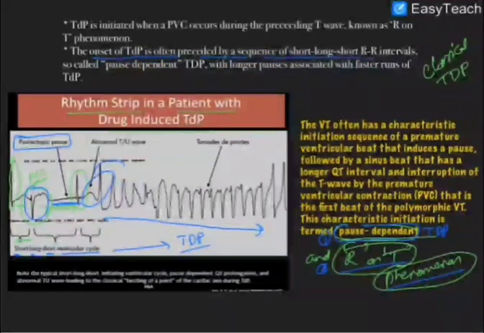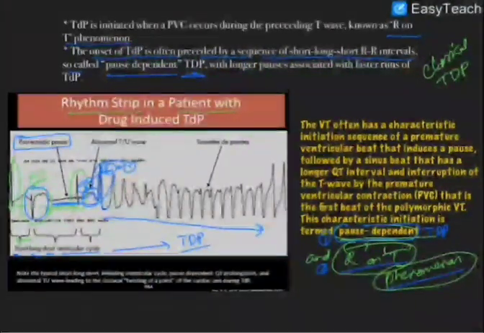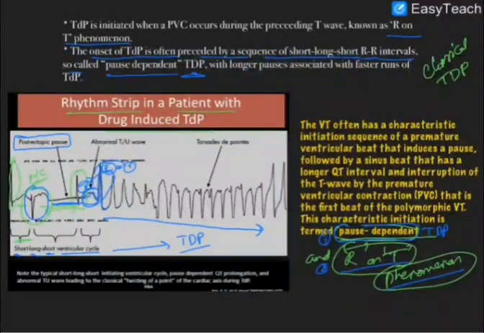The onset of TdP is often preceded by a sequence of short, long, short RR intervals, so-called pause-dependent TdP. And this R on T phenomenon is explained by the T wave after the normal QRS complex, on which this ectopic R wave has overlapped. Hence the name R on T phenomenon. Even if it's an ectopic, a positive deflection is always denoted by a capital R. So this positive deflection is overlapping the T wave, so it's called R on T phenomenon.